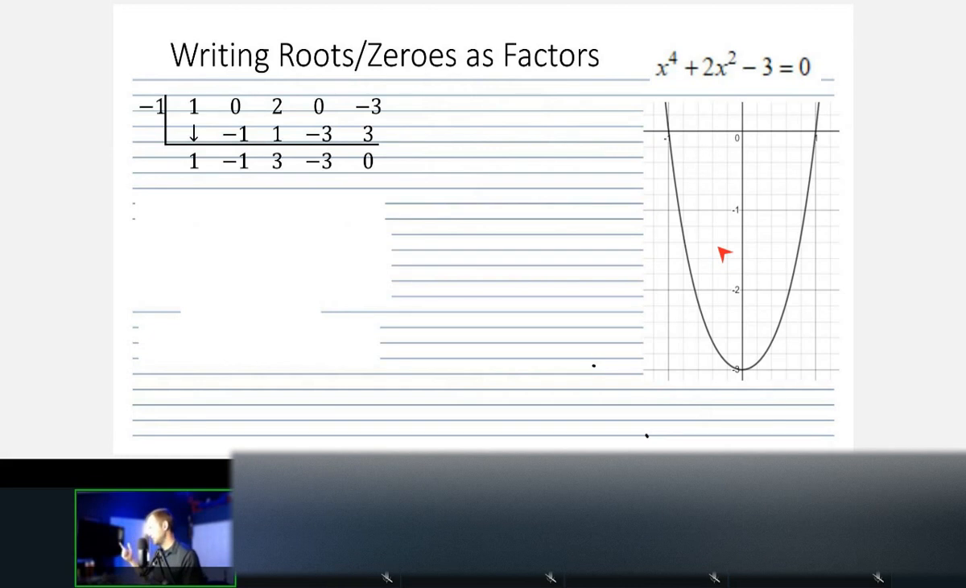X cubed minus x squared plus 3x minus 3. Looks good to me. So right now that is what we have for the factored form, right? So x plus 1 times... remember, we take the opposite. These are roots and zeros, and this is the factored form. We just take the opposite, right? So this is x plus 1, and then this is what's left of the polynomial after we reduce it by that factor, right? All right, now let's use this to do synthetic division again, but now with 1 as the root.